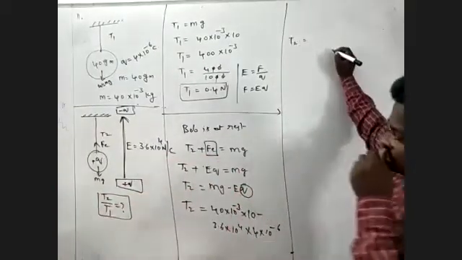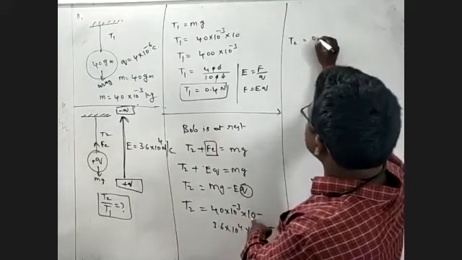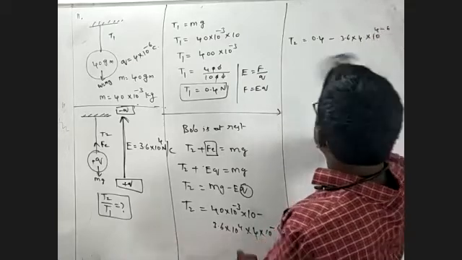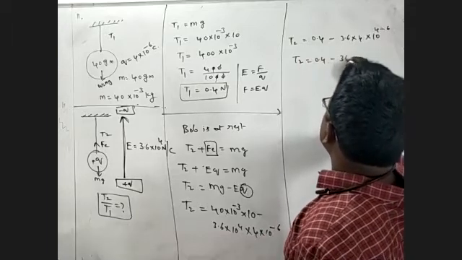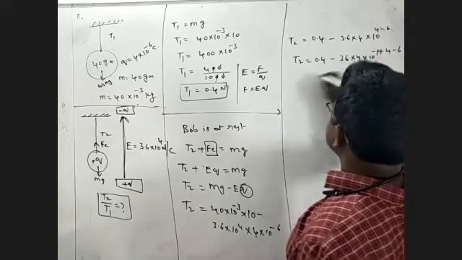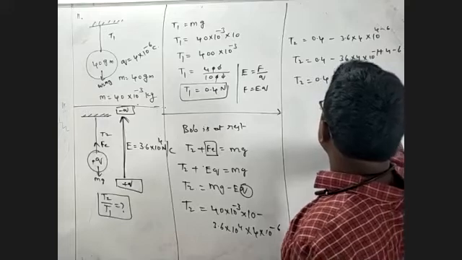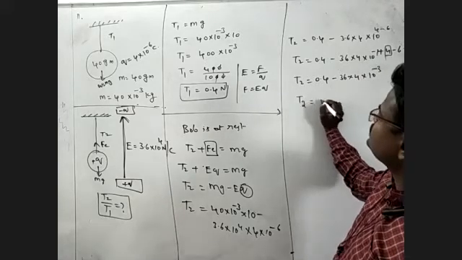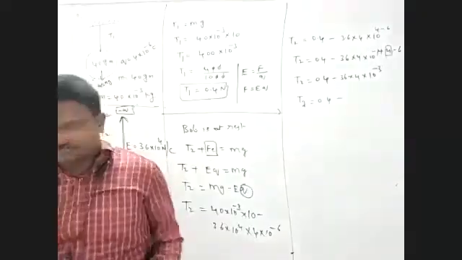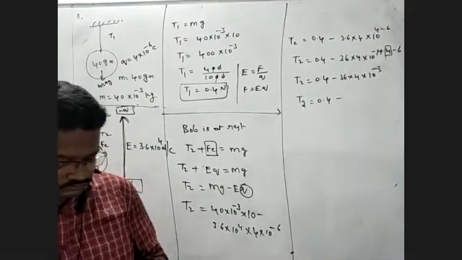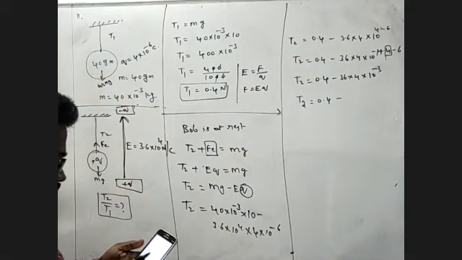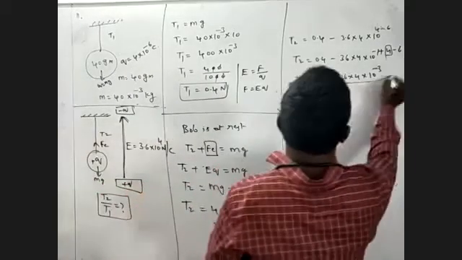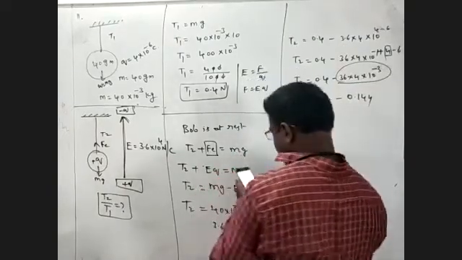So T2 is equal to 0.4 minus 3.6 into 4 into 10 to the power of 4 and 10 to the power of minus 6. That is 0.4 minus 36 into 4 into 10 to the power of minus 3. The total value of 36 into 4 is 144, so this is 0.144.